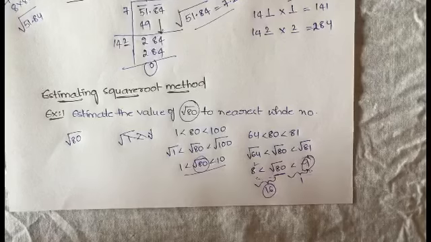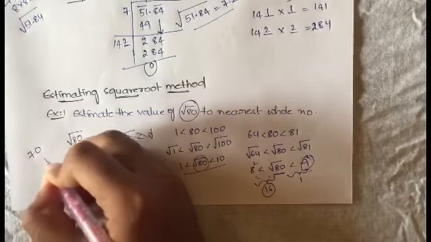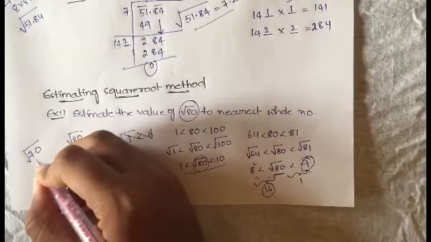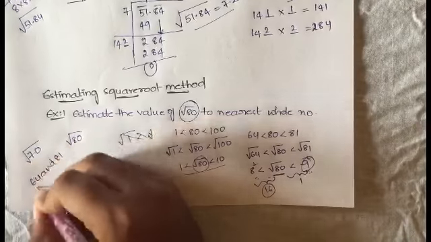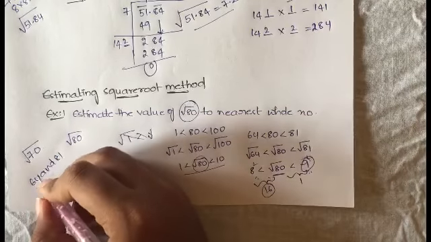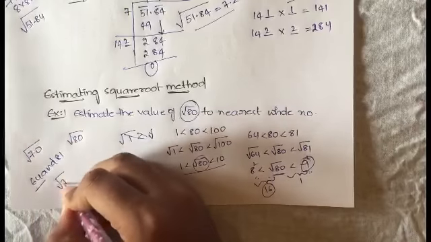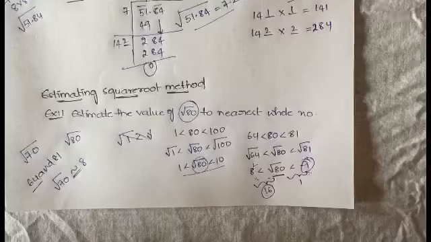Got it? So suppose you are asked to find the nearest whole number of root 70. What are the nearest perfect squares to 70? 64 and 81, right? Among 64 and 81, which is closer to 70? 64 is closer to 70. So that is the reason why you can round off root 70 to 8. In that way you can do it.